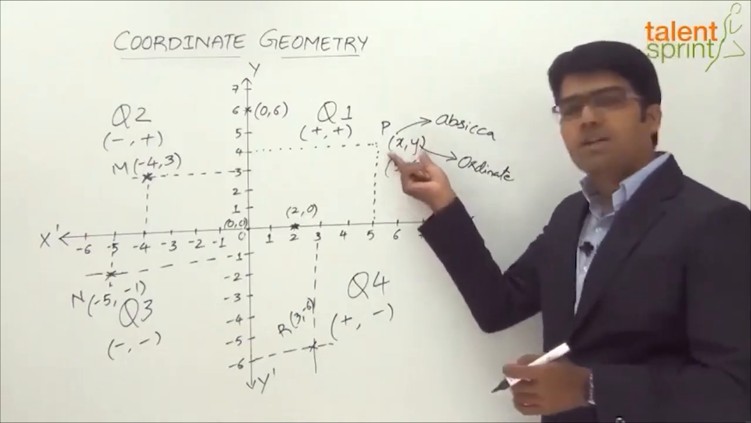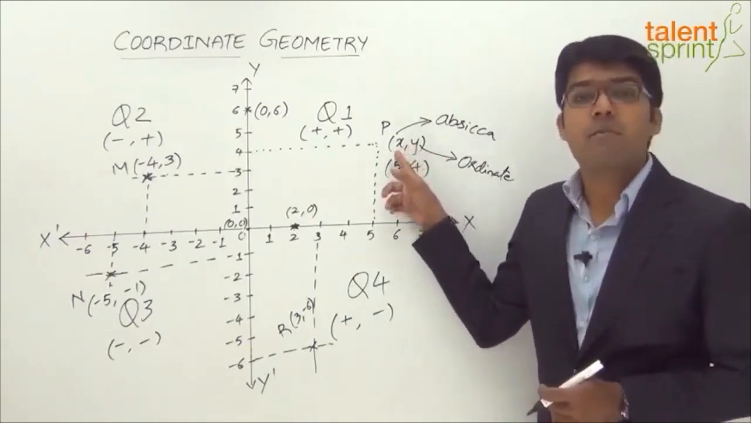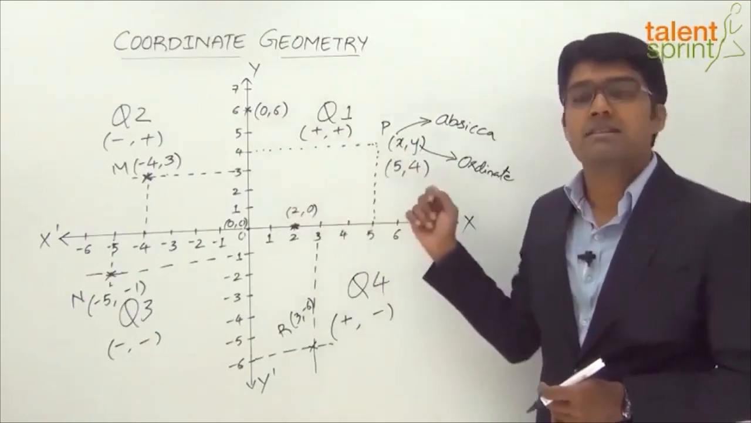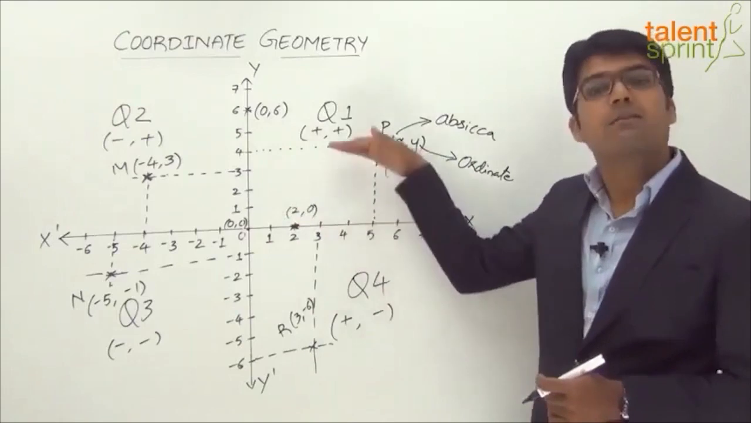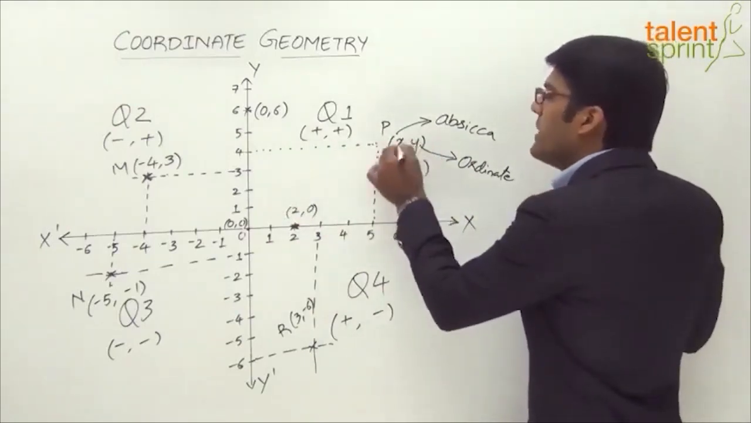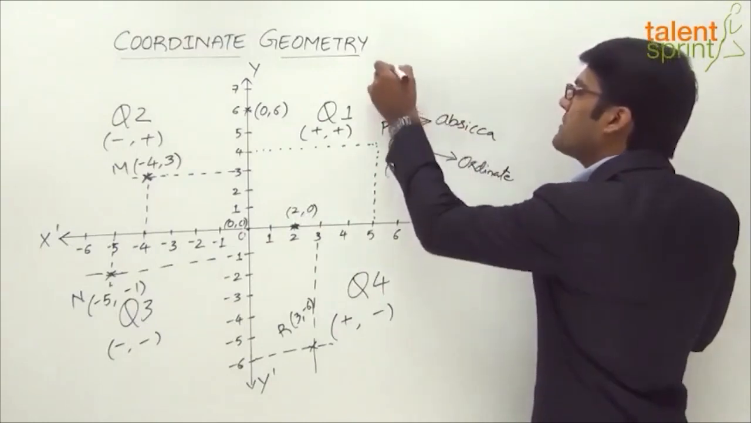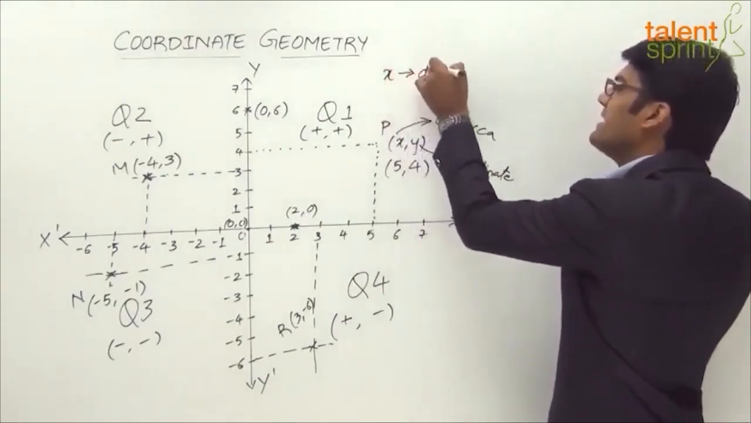That is x, y, where x denotes the distance of the point from y-axis, which is the horizontal distance, and y denotes the distance of the point from x-axis, which is the vertical distance. Alright, so the important point to be noted here is, in the ordered pair, what is abscissa here? X, right? That x denotes the distance from y-axis, right?